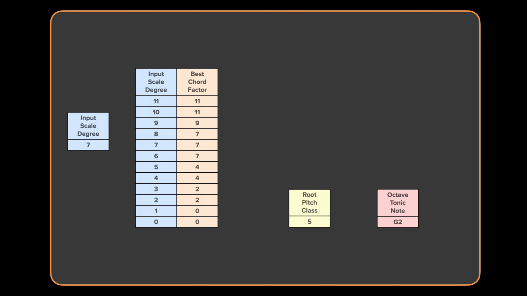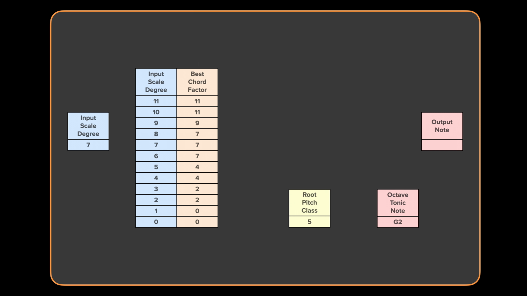Earlier, we identified the root pitch class and built our harmonization plan. We're ready to apply all of this information to find the best note to play, the output note. As I walk through this process, see if you can spot the error that Harmonize makes. First, Harmonize translates the scale degree of the input note to the best chord factor to play. All of the work that Harmonize did to analyze and summarize the harmony makes this step very simple.